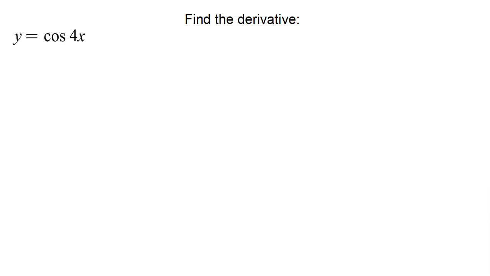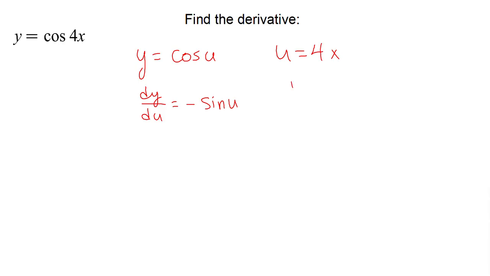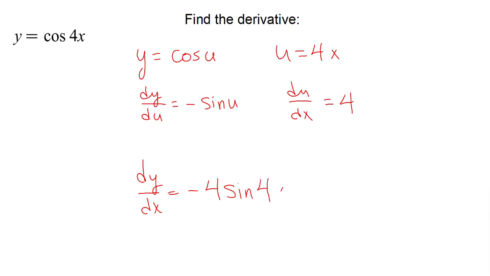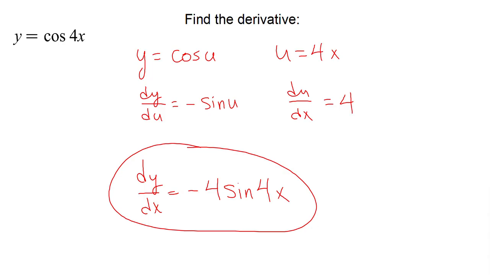For our second one here, we've got the cosine of 4x. So just like the previous one, this is like y equals cosine of u, where u is equal to 4x. So our derivative with respect to u of y is negative sine u, right? You should have that derivative memorized. And du/dx is 4. So our final answer should be dy/dx is equal to the product of those two things, negative 4 sine of u, where u is 4x.